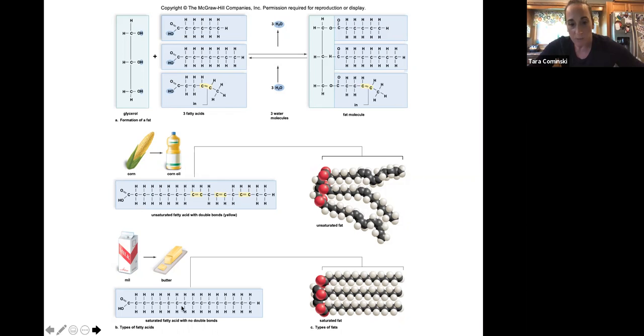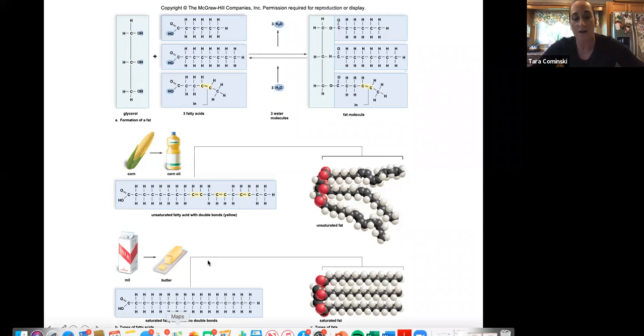Here in the saturated fat, so things like butter that are solid at room temperature, you can see there are no double bonds, and these fatty acids are closely packed together. And so the double bonds basically affect the structure of the molecule, which then affects the chemical behavior of the molecule.